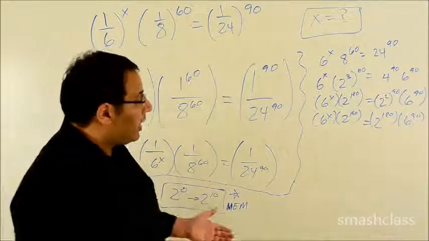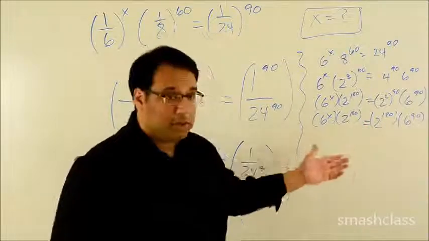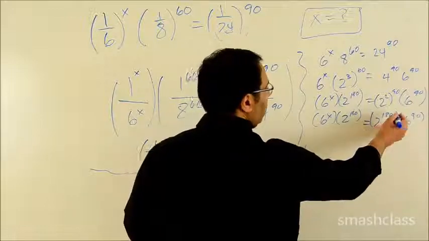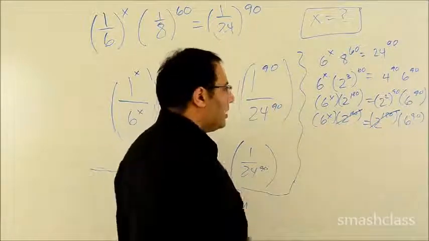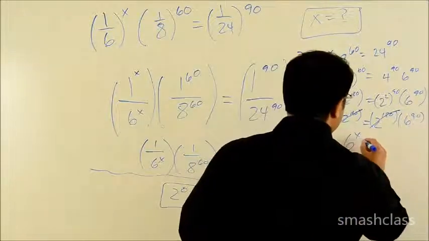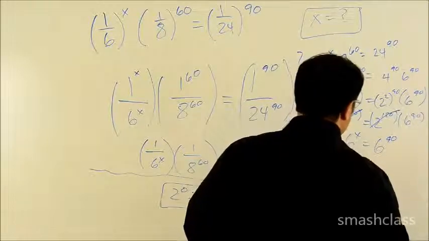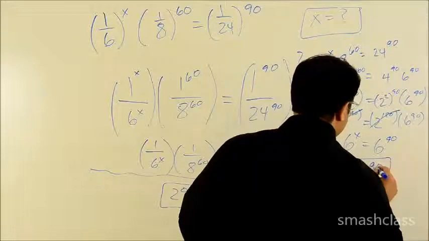And as with any other algebraic equation, you notice the same thing on both sides and you're multiplying, you can simply divide it out. You could say this side divided by 2 to the 180th power. That'll just give you a 1. Do the same thing on the other side. If you do it to one side, do it to the other side. So in this case, 6 to the x equals 6 to the 90th, or x equals 90.